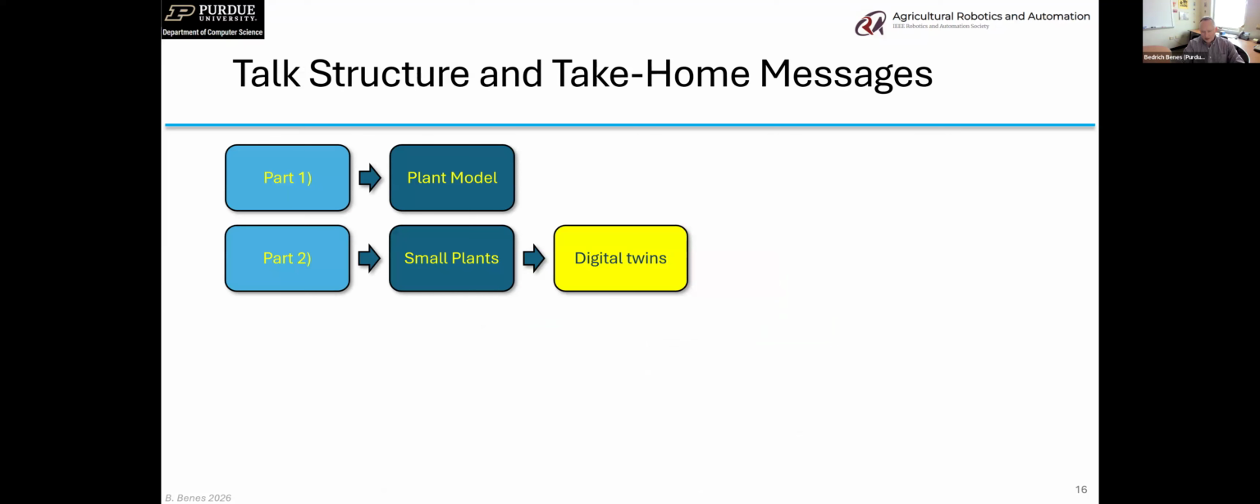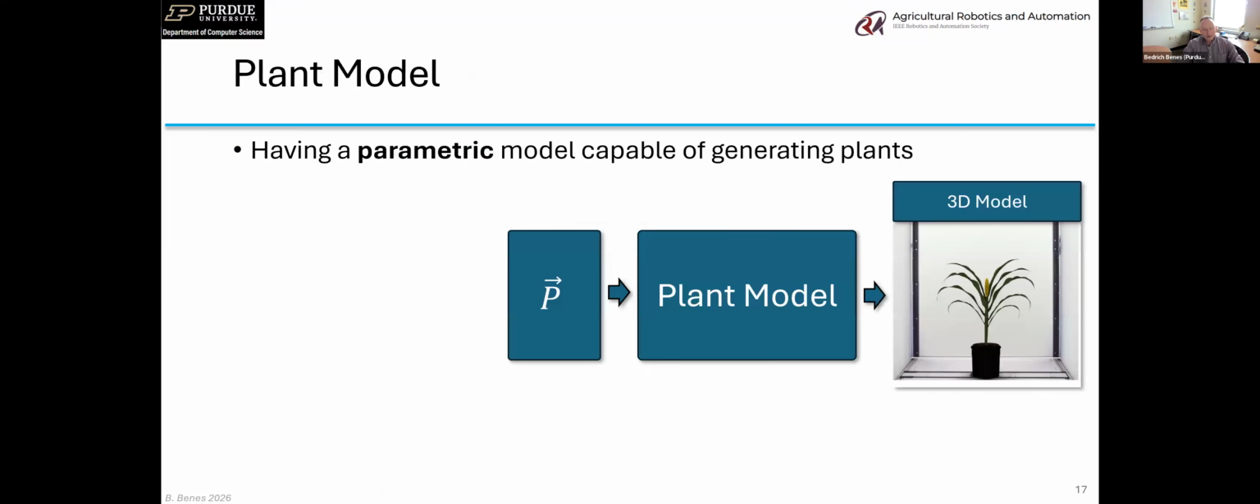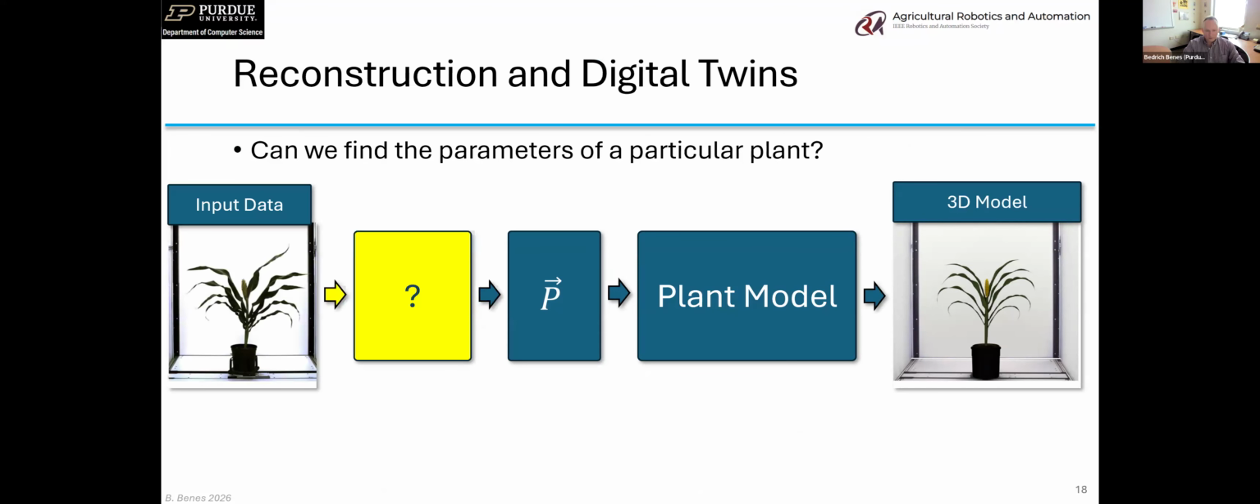And the digital twins and how to make them. So I already mentioned that we have the parametric model. Now, if we want to make a digital twin, that means that we have on the input a three-dimensional plant or some kind of data that captures the plant. And there is something, this is the question mark, that gives us the set of parameters. And now this is really important to distinguish that in this approach that I am trying to propose here, we need to have the plant model first.